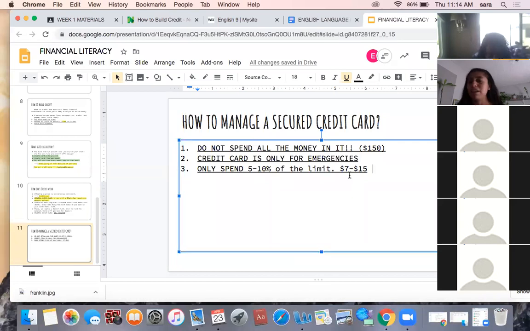Or you need gas and you're in the middle of nowhere, you have no cash, the only thing you have is a credit card. Yes, that's a real true emergency. You can't even access your emergency fund card in your bank because you lost your cards or whatever. It's a major, major, major emergency, okay?